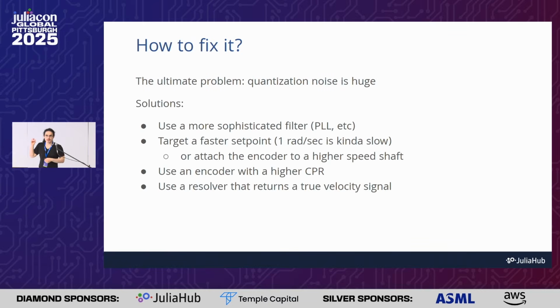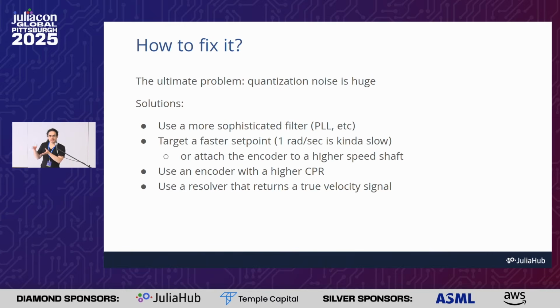So as a consequence of looking at this model, there's a number of ways that we could fix this problem. One very common solution that you see in real motor control, for example, is to use a more sophisticated filter to estimate the velocity of the wheel. So you could use a phase-locked loop, for example. We could target a faster set point. 1 radian per second is not actually all that fast.